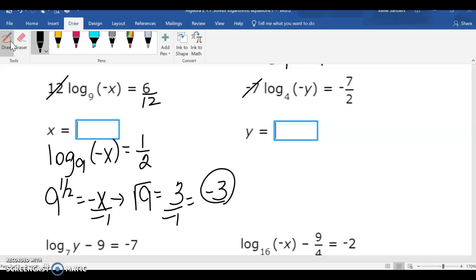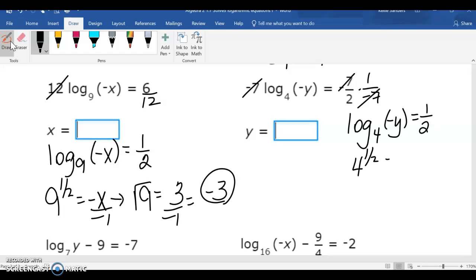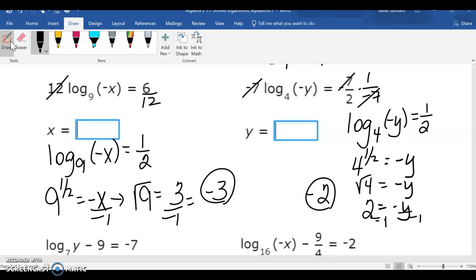Dividing by negative 7 means putting negative 7 on bottom, right? If you put negative 7 on bottom, it's basically saying multiply by 1 over negative 7. The reason I'm showing it to you this way is because the negative 7 and the negative 7 will cancel out, and you're left with log base 4 of negative y equals 1/2. So 4 to the 1/2 equals negative y. So that's the square root of 4 equals negative y, which is 2 equals negative y, and you divide by negative 1, and you get negative 2.